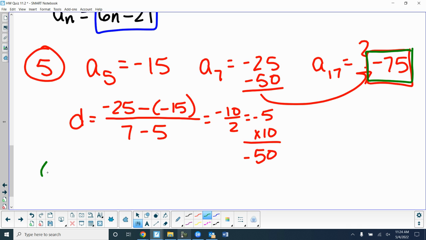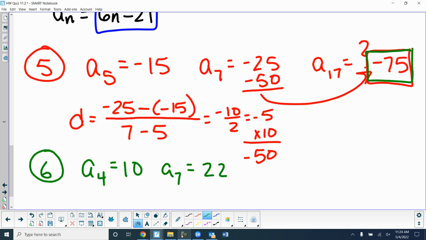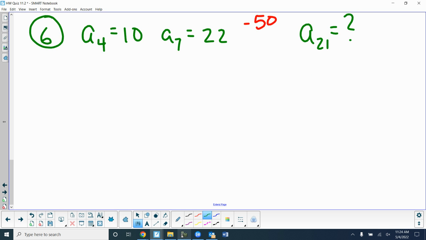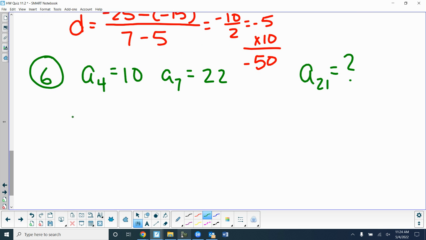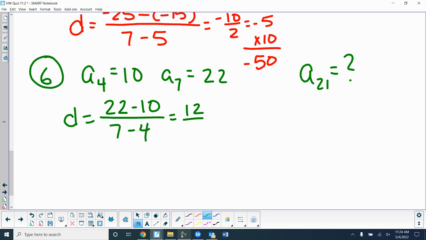Number 6, same type of problem. So we got the 4th term, which was 10, and the 7th term, which was 22, and we're looking for the 21st term. Okay? So I have to find my D value first, my common difference. So again, 22 minus 10 over 7 minus 4, 12 over 3. So my common difference is 4.